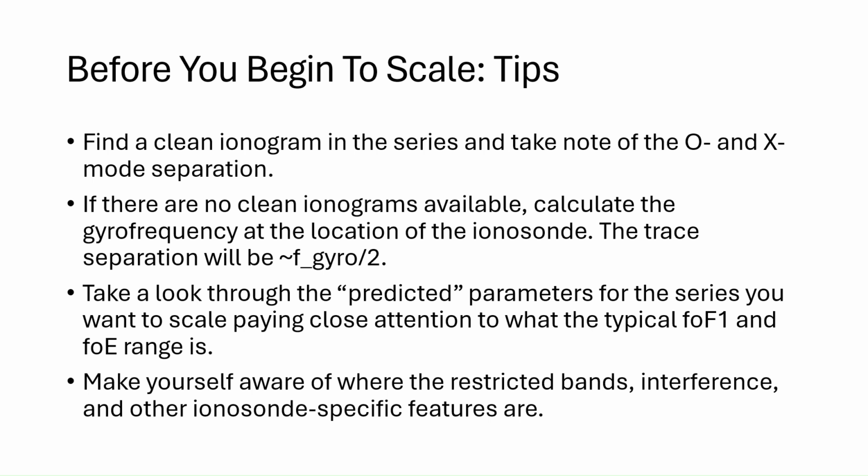And then the last is just to be aware of your restricted or interference bands for that ionosphere. This is just to, if you have a trace that ends a bit earlier than you would expect based off of where the X mode is, or if it looks like it's ending very flat, that might be due to there being a restricted or an interference band in the ionogram, and you will have to extrapolate that trace out in order to be able to get a proper estimate of foF2. So being aware of where these are can be helpful to discern when you should care about that.